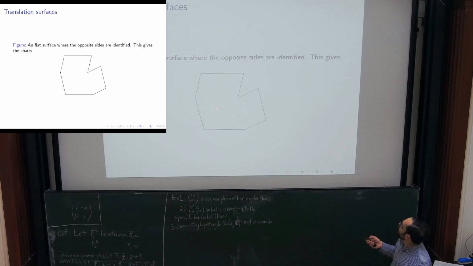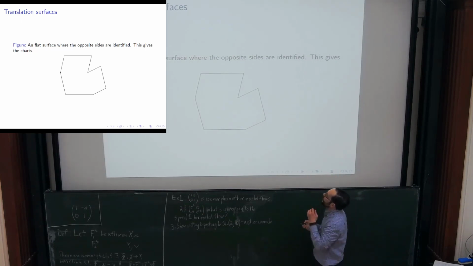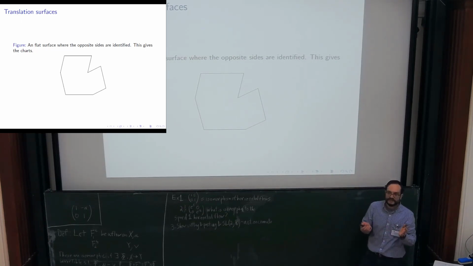Okay. And you can identify them, and so you get a surface, and when you go off this side, you move over to here by a translation. The transition function between the charts are translations. Okay? And from this, you can get a flat metric on this space also. And so it turns out that this is a genus 2 object with a flat metric.